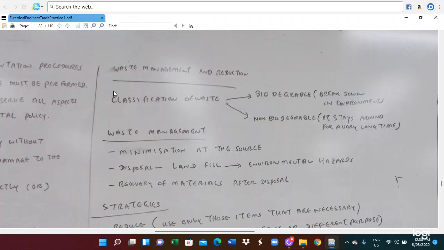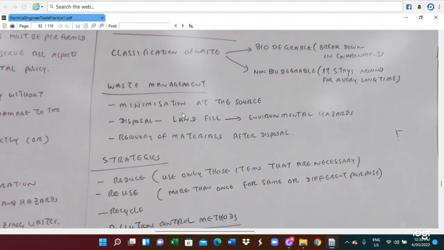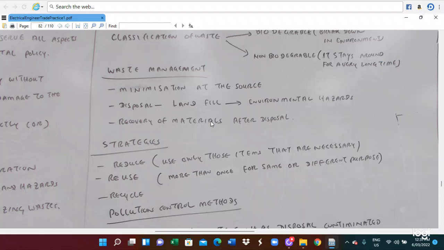We also have to know about waste management and production. In this case, any workplace is producing waste. Some waste is biodegradable. It breaks down into the environment. Some is non-degradable. It stays around for a very long period of time. So waste management includes minimizing at the source, disposal, landfill, environmental hazard that can happen, and recovery of material after the disposal.